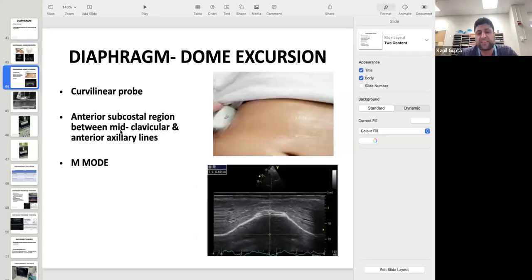Okay, so I place it at the anterior subcostal region here, between the mid-clavicular and anterior axillary line. But there is no one fixed point. So once you place it between the mid-clavicular and the anterior axillary line, you'll have to scan a little bit, tilt, and use the probe like we do in all kinds of ultrasound. The main thing is we place it between the mid-clavicular and anterior axillary line, and we put the M mode on, at the anterior subcostal region, just below the, again, around the 8th intercostal space, I would say.